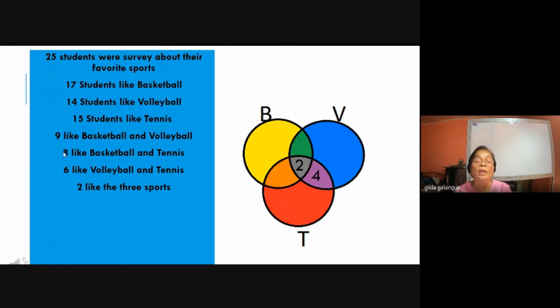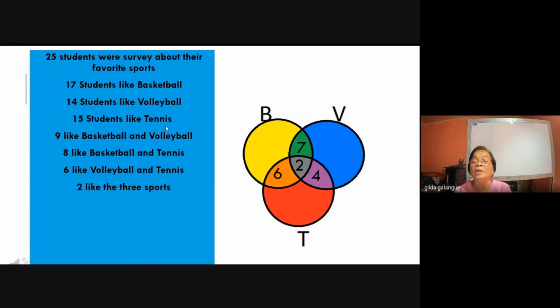We can proceed with 8. 8 like basketball and tennis. We have already 2. What is missing to 2 to make it 8? The answer is 6. Now we can proceed with 9. 9 like basketball and volleyball. We have already 2. What is missing to 2 to make it 9? The answer is 7.